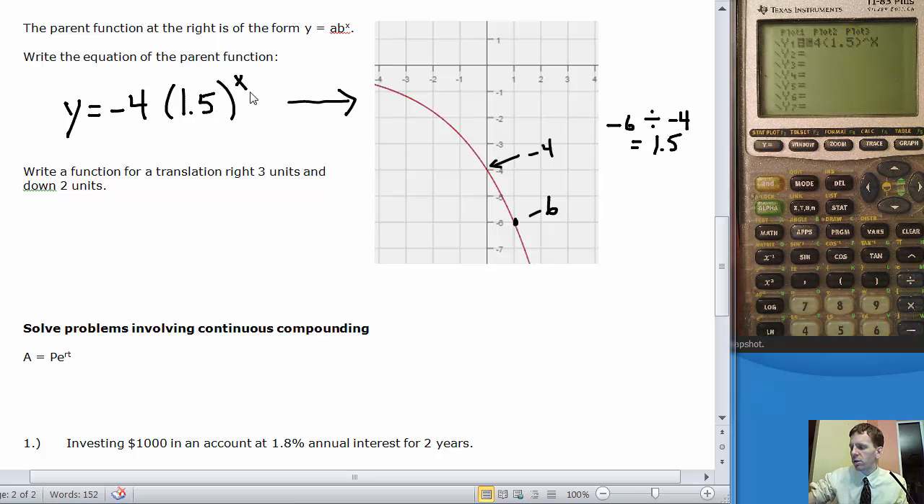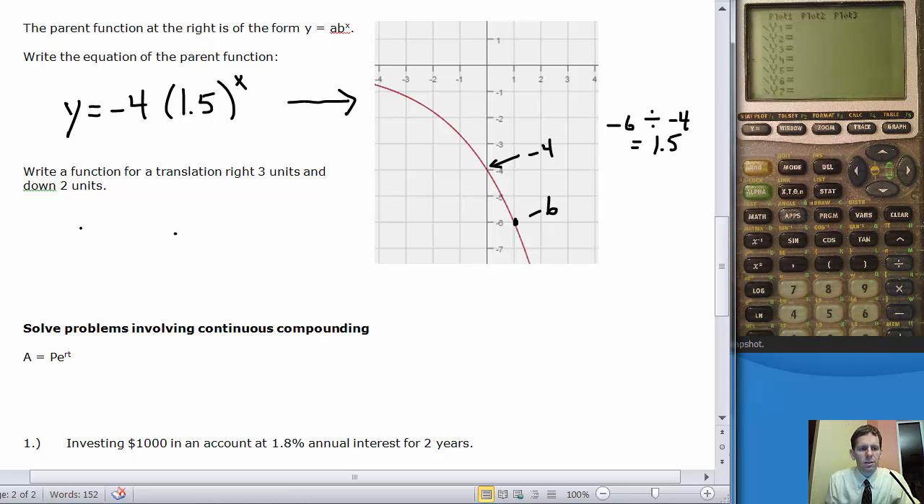To check it on your calculator, I typed in the equation. I graphed it. It matches my graph. To move your graph right 3 and down 2 units, we're going to start with our same parent function, y equals negative 4 times 1.5. To move it right 3 units, we're going to go x minus 3 in the exponent. To move it down 2 units, we're going to do minus 2 down here.